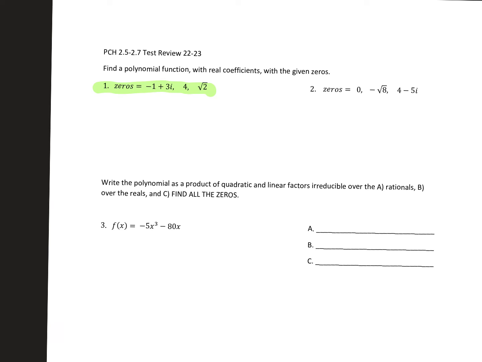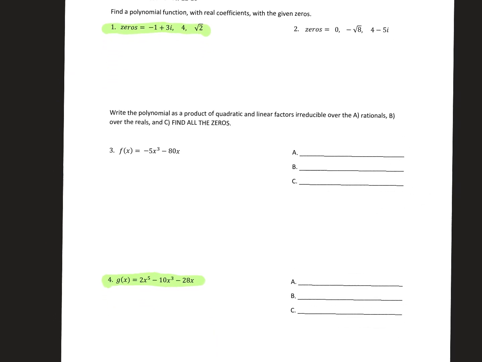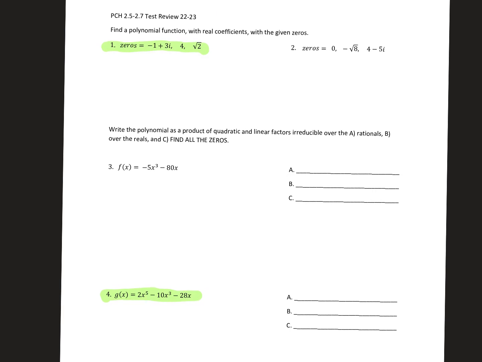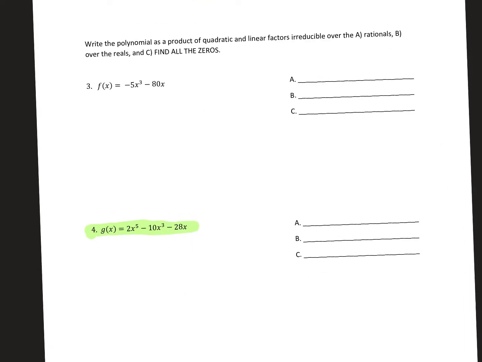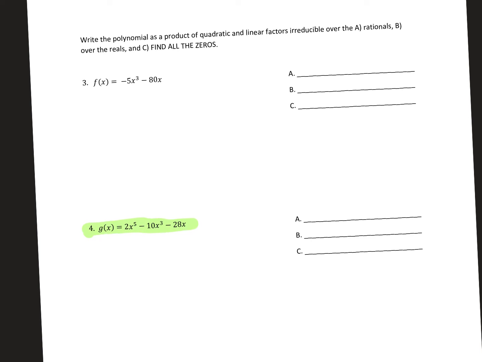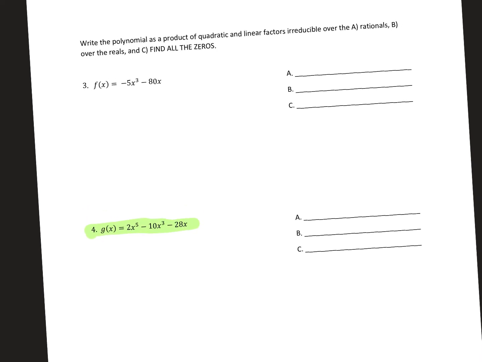So your test tomorrow is on sections 2.5, 2.6, and 2.7. 2.6 and 2.7 are together. The stuff from 2.5 will be questions 1 and 2. You'll have one where, given the zeros, you have to multiply the polynomial. And then you'll have one that's either irreducible over the rationals or the reals. Guys, different versions are going to have different instructions, so you have to understand the difference of over the rationals or over the reals.